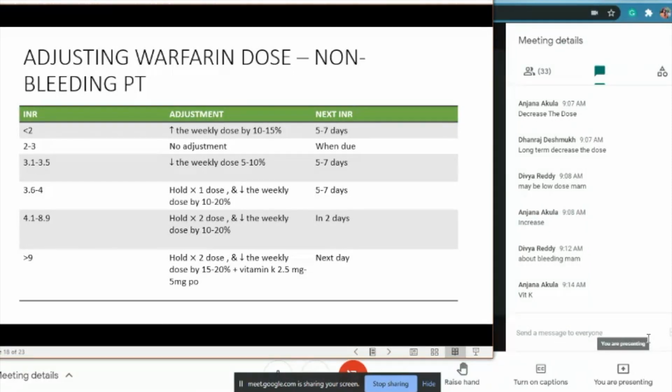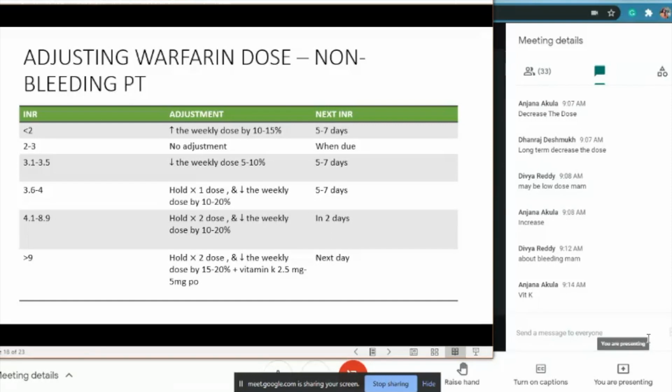Sometimes we see physicians use factor 4A prothrombin complex, or they use fresh frozen plasma. Vitamin K is the first mainstay antidote, but they can still use all of these, the recombinant factor 7A and fresh frozen plasma.